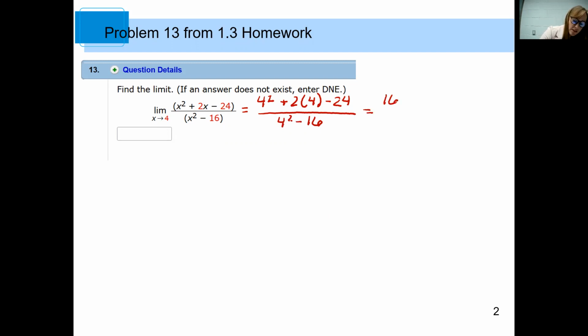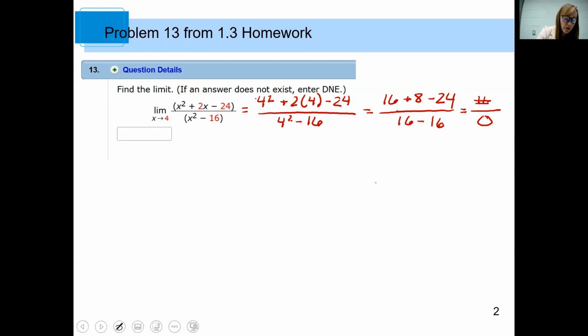When I do that, I have 16 plus 8 minus 24 in the numerator. And in the denominator, I have 16 minus 16. So we can continue evaluating that denominator, but what I see very quickly is that I end up having 0 in the denominator. And so right away, that tells me it's not defined. This expression is not defined when x equals 4. So direct substitution is not possible. So we have to go a different route.